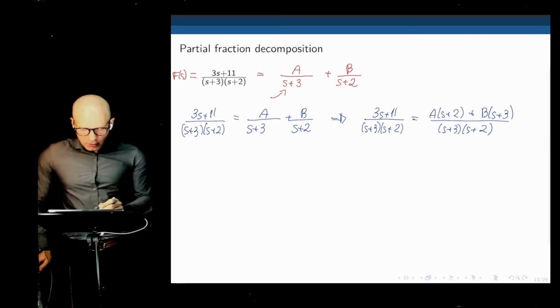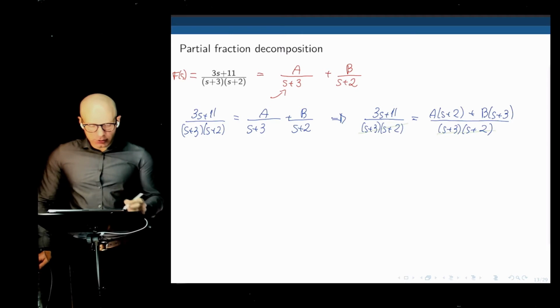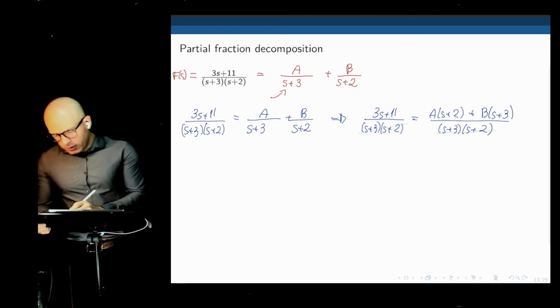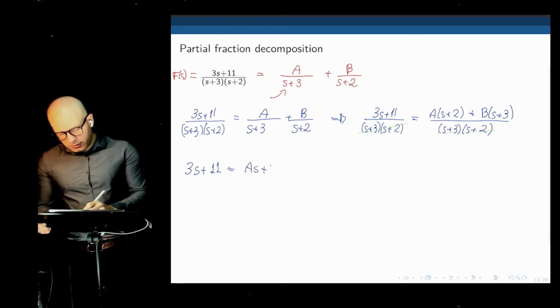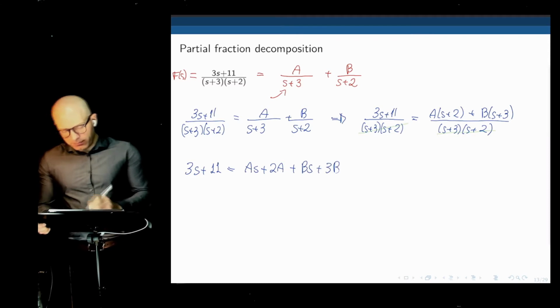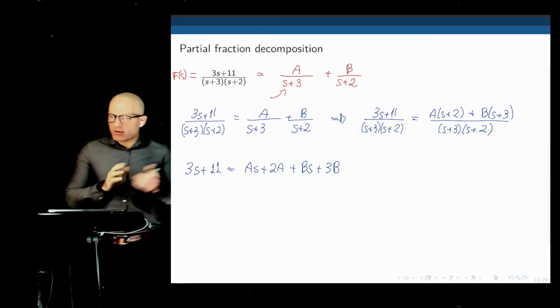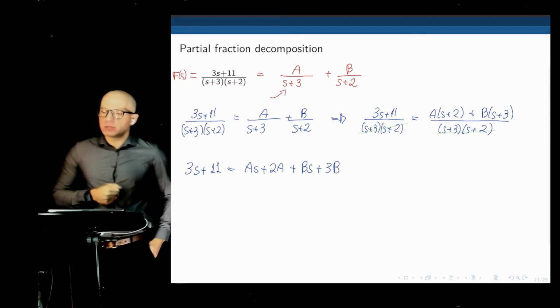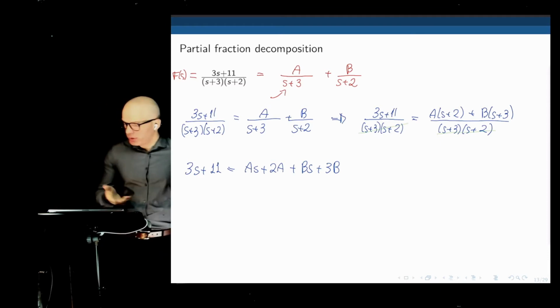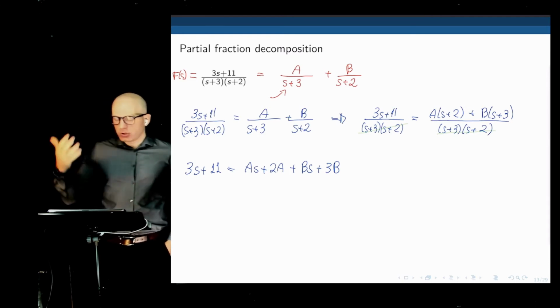Simple math. So this term and this term will cancel out. We are left with the top. And the top is now 3s plus 11 equals as plus 2a plus bs plus 3b. Now just multiplying that out. Now we can group terms that have s, terms that don't have s, terms that have s squared, and so on. In this case, the highest we go is s.